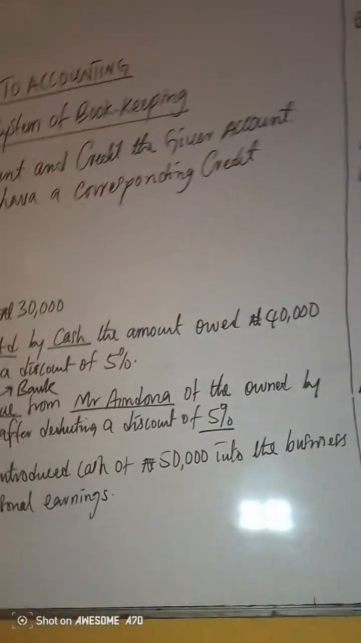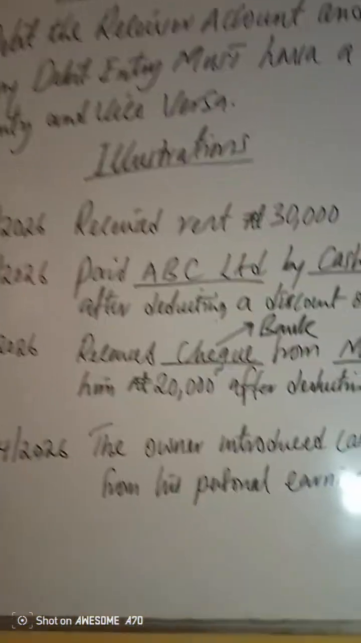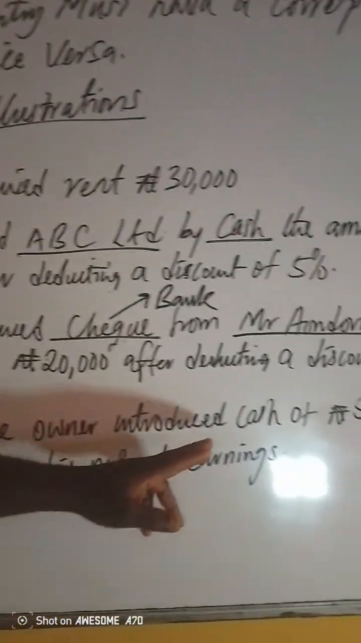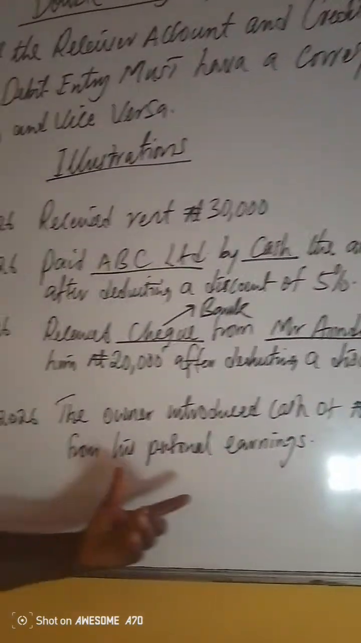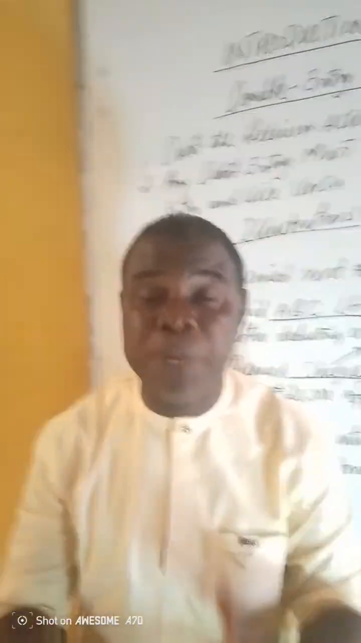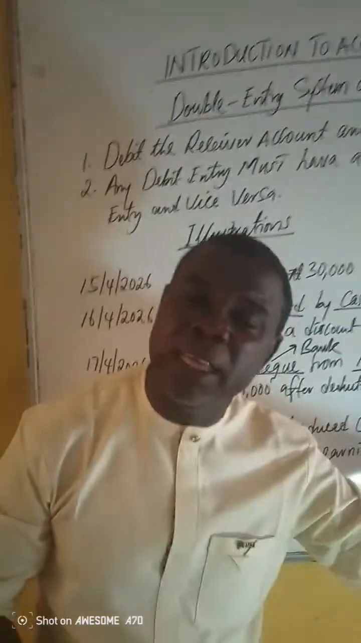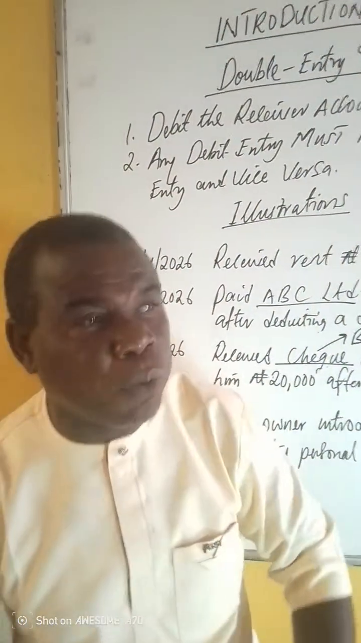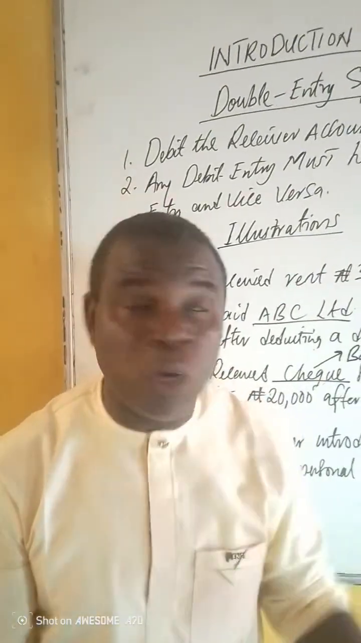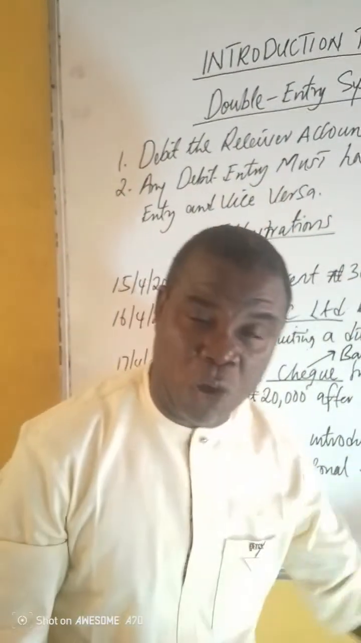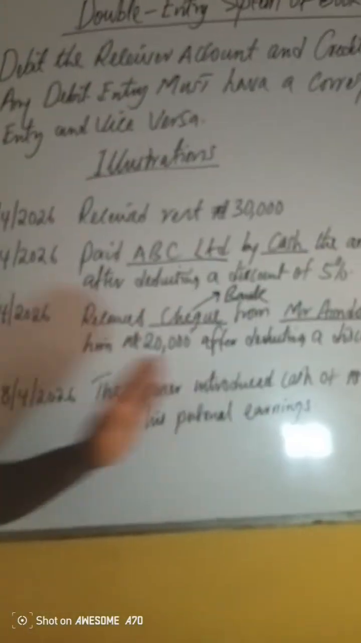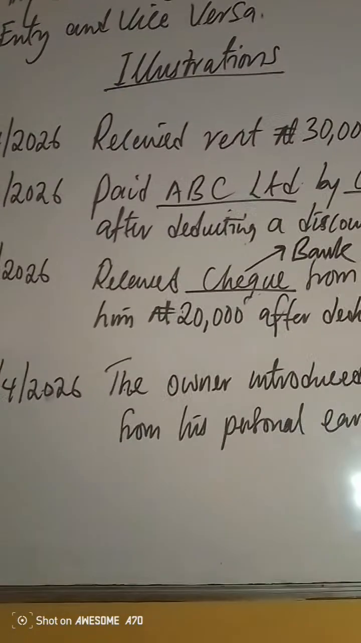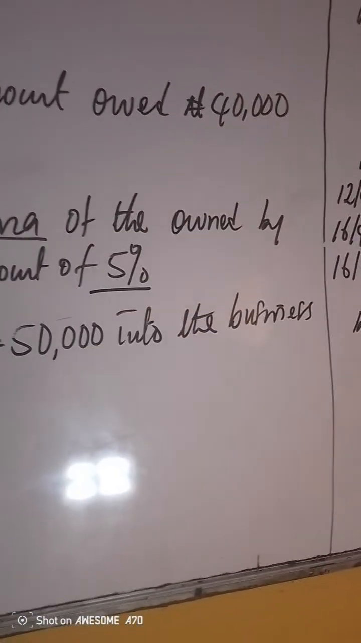Finally, you come to another area that is most confusing to learners, whereby we now say that the owner introduced cash of 50,000 into the business from his personal earnings. So, anytime I talk of personal earning, you must recall what is called business entity concept, whereby the owner is different from the business. So, if the owner puts money into the business, it's referred to as capital. If the owner withdraws money out of the business, it's referred to as drawing. That is under business entity concept. So now that the owner put money into the business, what the owner is introducing to the business is called capital.